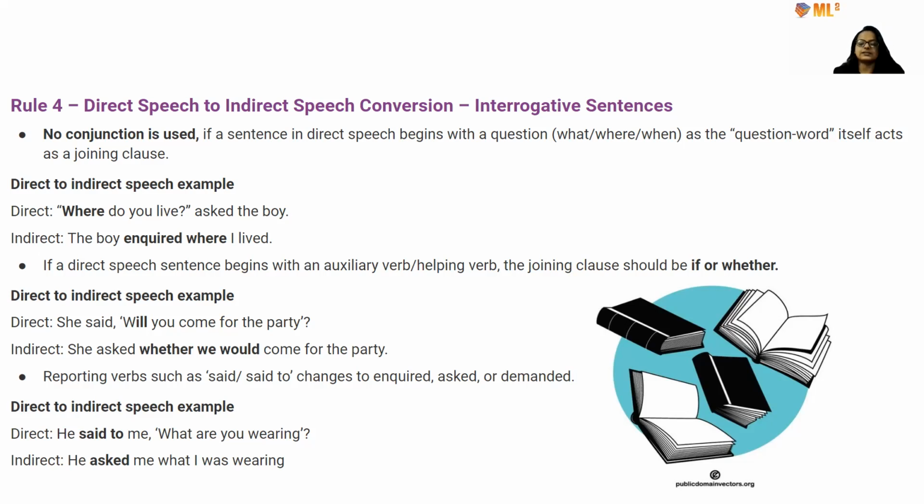Reporting verbs such as said or said to change to inquired, asked or demanded. Here, either said or said to is changed to inquired, asked or demanded. Now another example: he said to me, what are you wearing? He asked me what I was wearing. Here said to is changed into asked. This was interrogative. Will you come for the party? So it is changed into whether.